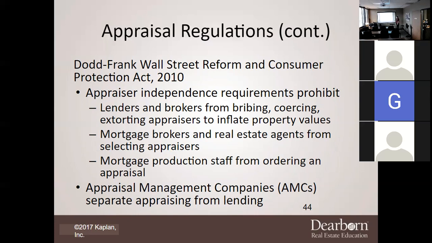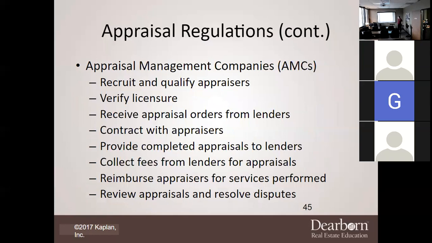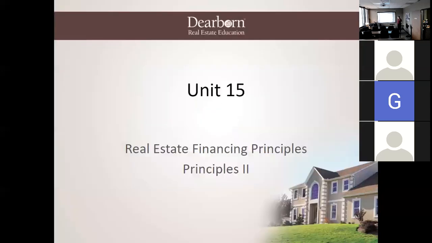Mortgage production staff cannot order an appraisal, and the appraisal management companies, the AMCs, are separate from the appraising and the lending. They're completely separate in that situation. The AMCs recruit and qualify appraisers. They verify the licensing. They receive appraisal orders from the lenders, and then they contract with the appraisers. They then provide the completed appraisals to the lender. They collect the fees from lenders for the appraisals, and they reimburse the appraisers for the services they perform, as well as reviewing the appraisals to resolve any disputes.